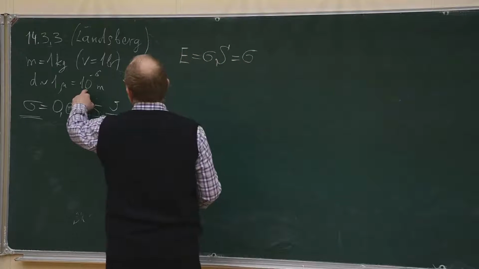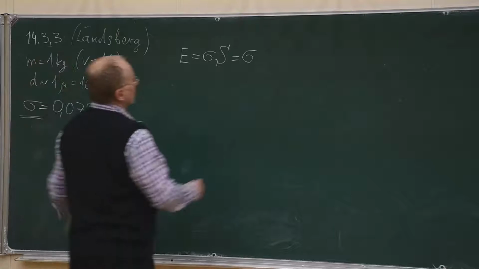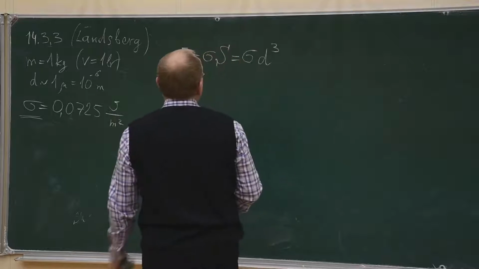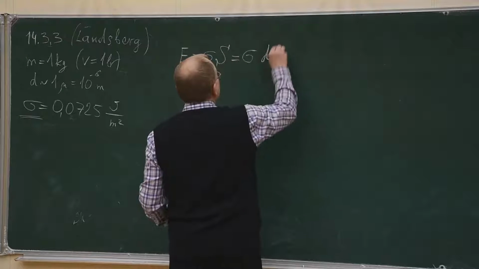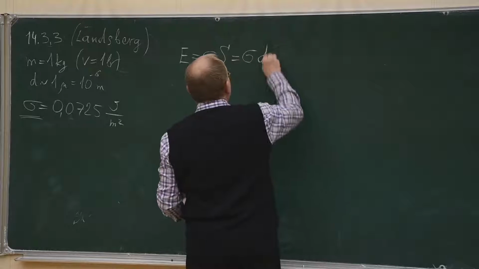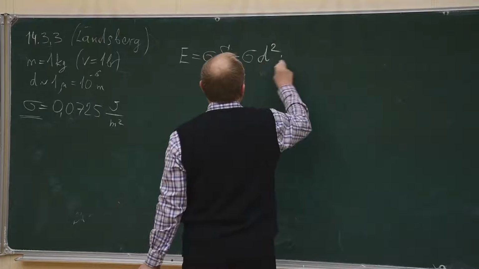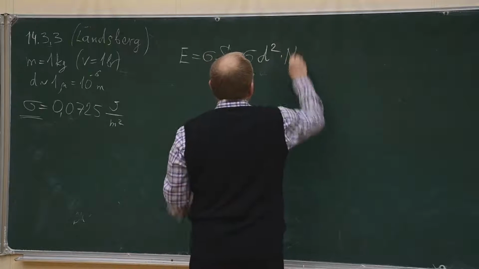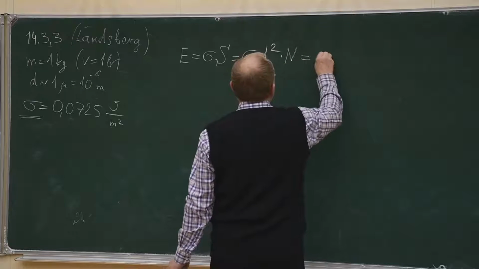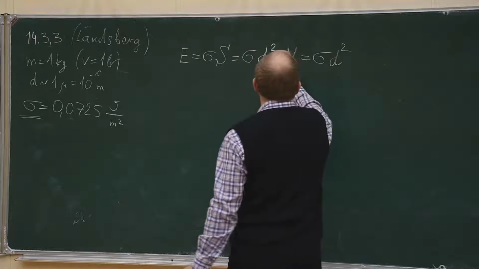The surface of each droplet may be estimated as its diameter squared. Diameter cube will be the volume of each droplet. So diameter squared will be the surface of each droplet. And now we have to multiply the surface of each droplet, the area surface, by the number of droplets. How can we assess the number of droplets? So sigma times d squared remains where it was, and we have to assess the number of droplets.